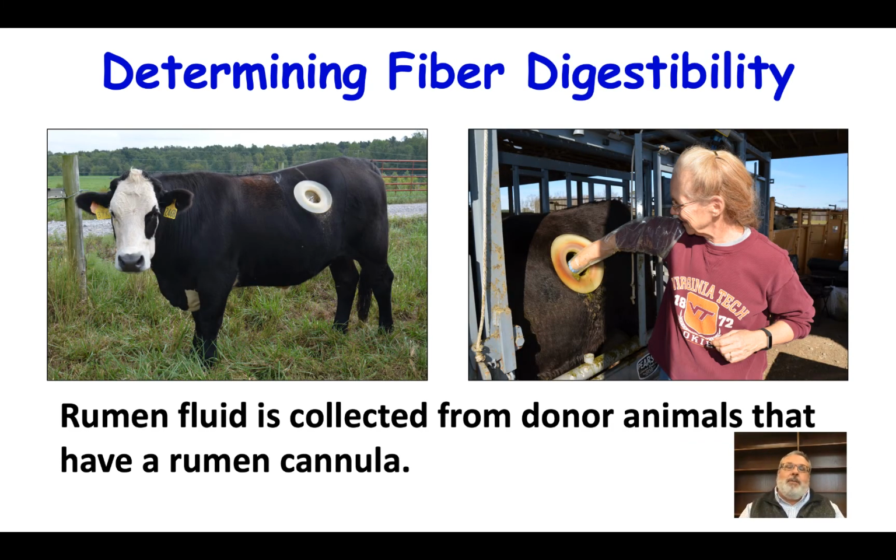Well, we use rumen fluid from the animal, and we actually have animals that have been cannulated, and that's when we put a hole in the side of the animal and put a big rubber plug in there. And then that rumen fluid can be collected by pulling that plug out and putting a vessel inside the rumen of the animal to collect that fluid. And then the forage material can be placed in that rumen fluid, and the microbes can digest that forage material, and that's how we get an estimate of the fiber digestibility of that material.